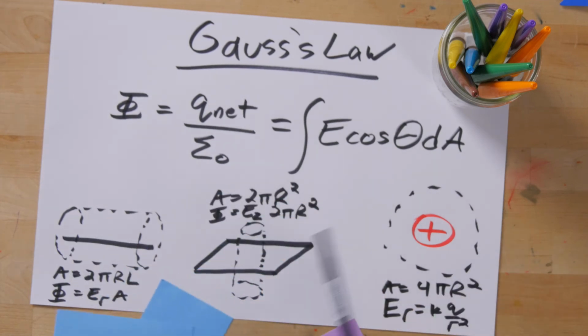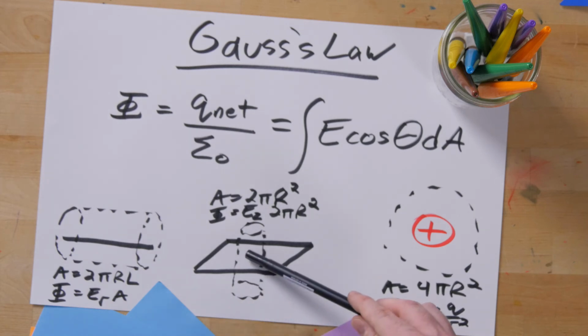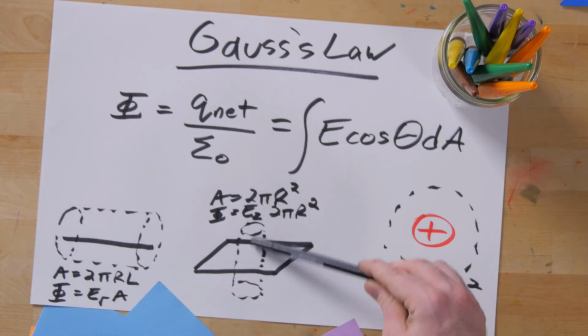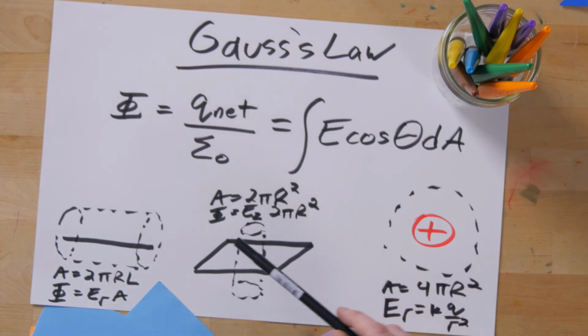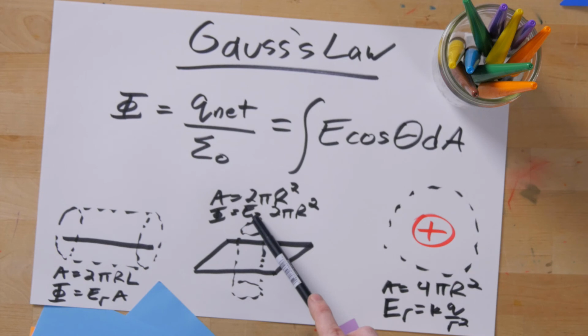A final example is where we have a plane of charge, and in this case, we'll use an imaginary cylinder oriented in a different direction. Here, we can say that the electric field lines are going to point in the z direction through the tops and bottom. So the area we're looking at has 2 pi r squared, and the flux will just be E times whatever that area is.